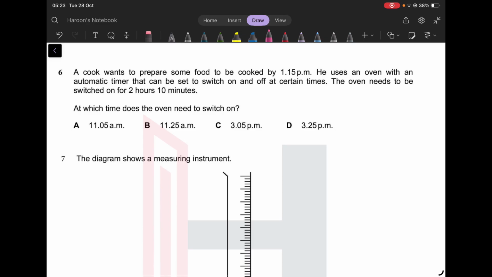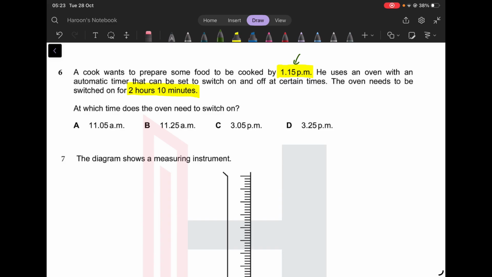Okay, now a cook wants to prepare some food and he needs it prepared by 1:15 p.m. It has to be cooked by this time. He uses an oven with an automatic timer that can be set to switch on and off at certain times. The oven needs to be switched on for 2 hours and 10 minutes exactly. And by 1:15 it should be fully prepared. At which time does the oven need to switch on? So this is not the starting time. This is when he needs the meal to be prepared, basically for eating and stuff.